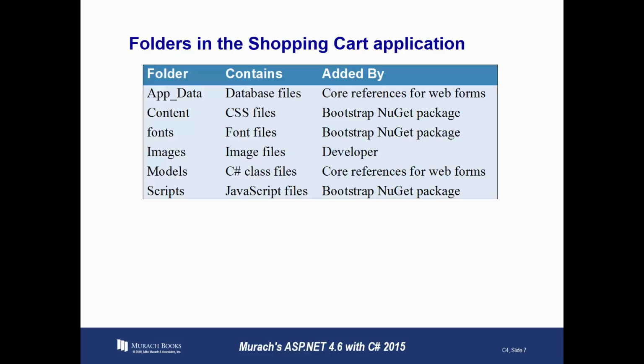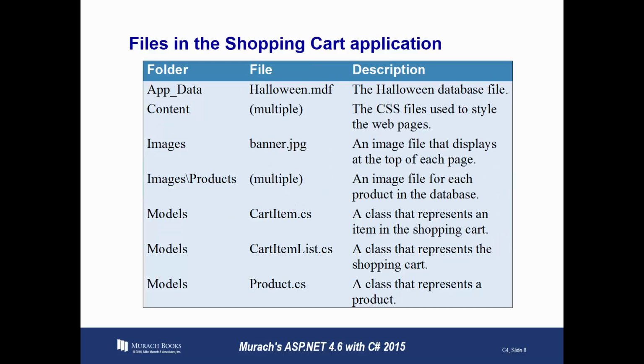So here are the folders that we're going to have. App data, and by default, app data contains database files. Content, which will have our Bootstrap NuGet package CSS files in it. Fonts, which will have the glyphicons that were added from the Bootstrap NuGet package. Images, which we create and put in our own image files. Models, as it says, they're the class files. They will incorporate the business logic. And scripts, which are our JavaScript files.